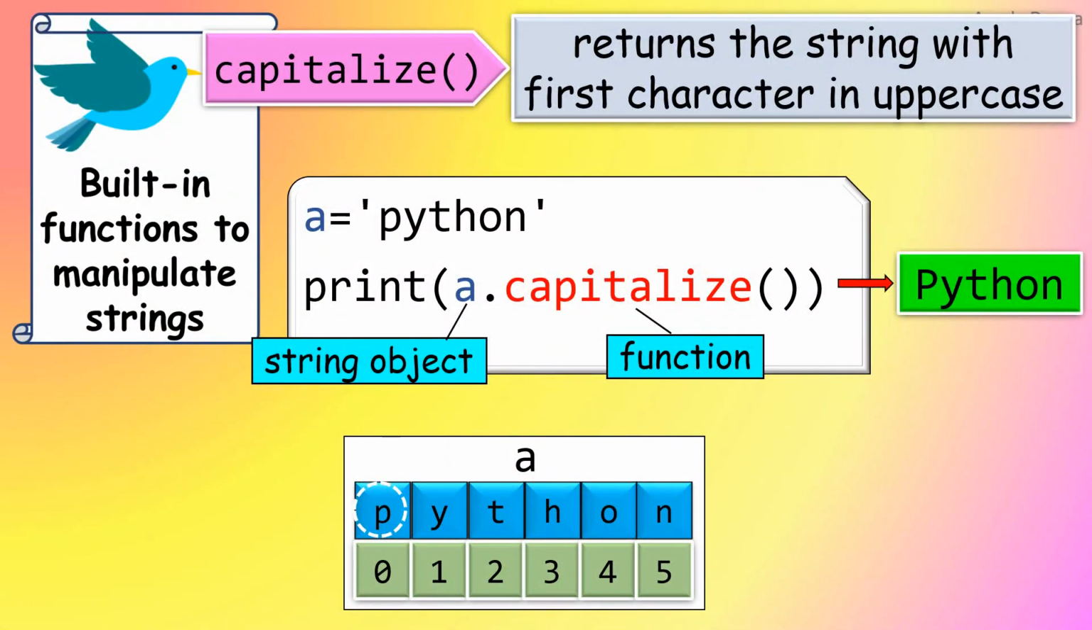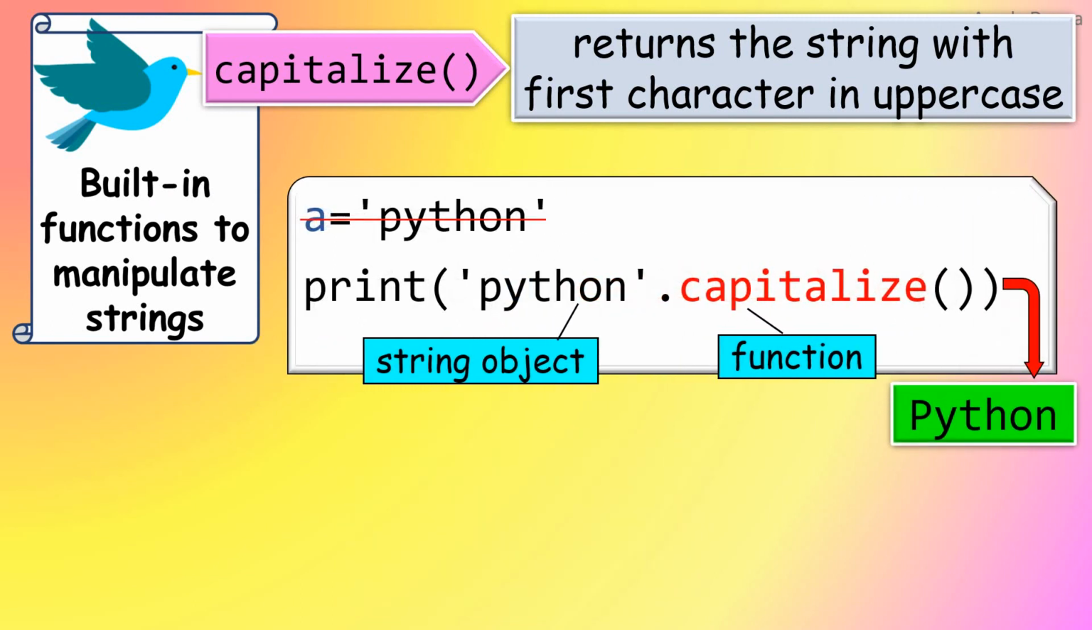Even I can directly replace the string object with the string itself. Look at this. Instead of storing Python in a string object a, I can directly write the string before the dot operator: "Python".capitalize. Here Python is given within quotes because it should be in the form of a string. So these are the ways in which you can apply string functions.